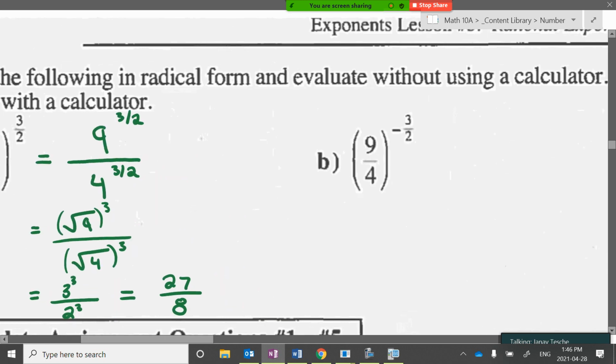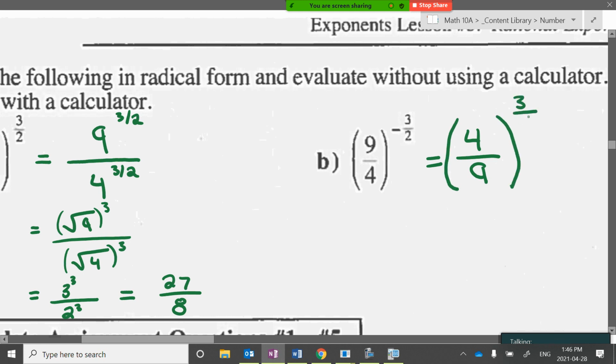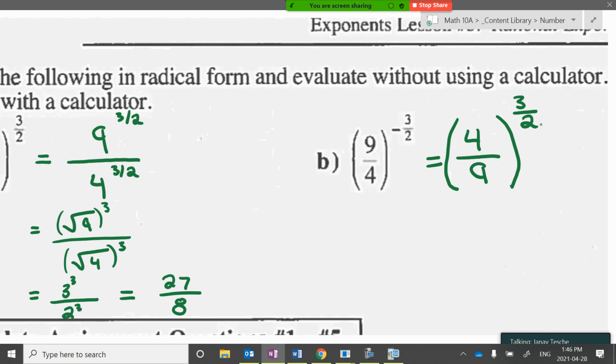Yesterday, the very last rule that we talked about was if you have a negative fraction, in order to make this positive, I can just reciprocate the inside. So I could rewrite this as 4 over 9 all to the power of 3 over 2. And then my exponent's positive. And you continue throughout this the same way.